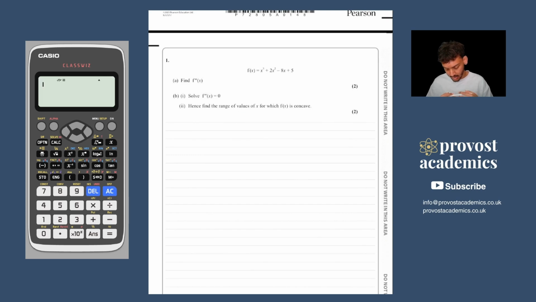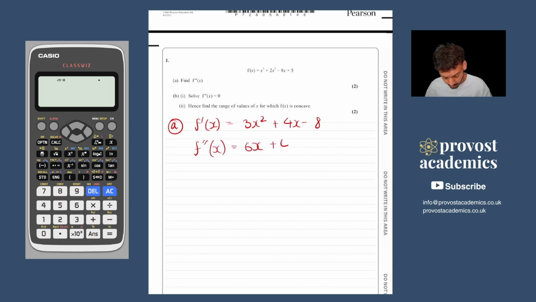First question. We've been given a function f of x, and we're asked to find the second derivative. It looks like standard polynomial differentiation, nothing too complicated. Bring down the power and take away 1 from the power. So part A, f dash x, is 3x squared plus 4x minus 8. Now f dash dash, or prime prime, will be 6x plus 4.